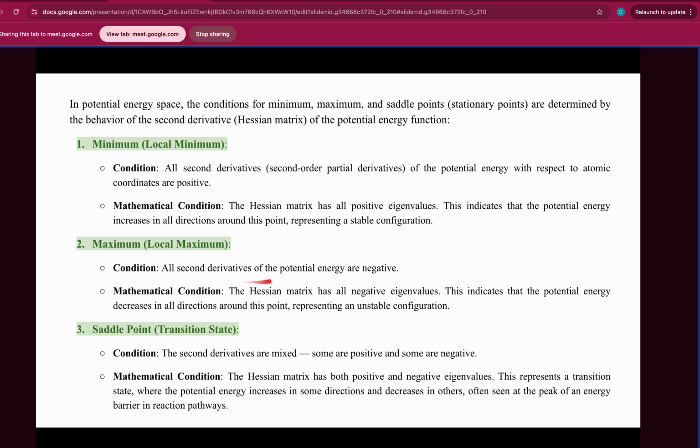Maximum means all the second derivatives of potential energy are negative. For the saddle point we have discussed that the second derivatives are mixed, some positive, some negative. So the Hessian matrix has both positive and negative eigenvalues, which represents a transition state where the potential energy increases in some directions whereas it decreases in other directions. This is often the peak of the energy barrier in the reaction pathway.